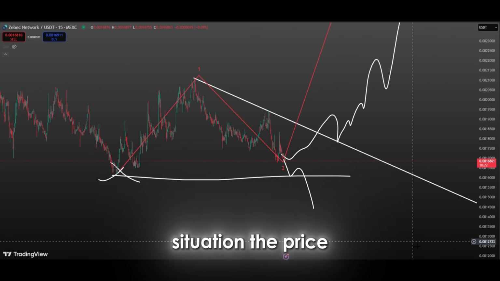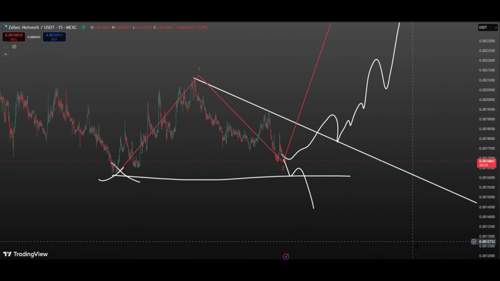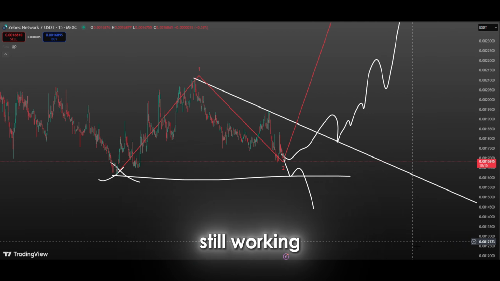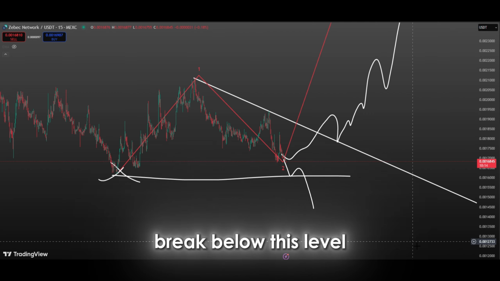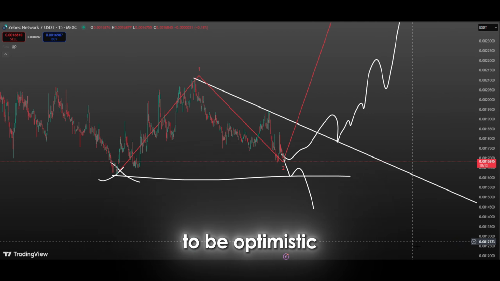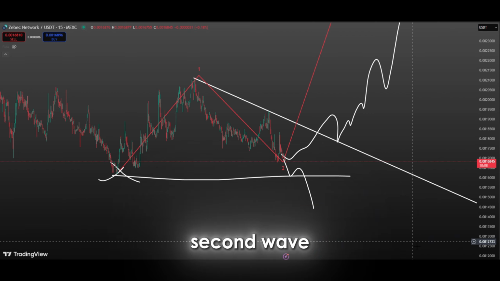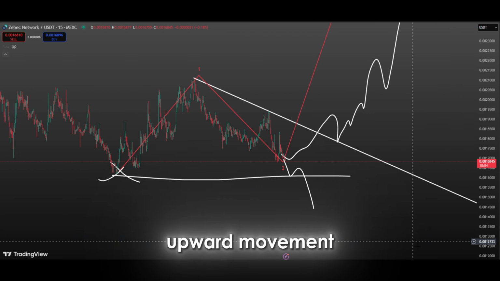In the current situation, the price still manages to stay above the initial level of the first wave, indicating that the structure remains valid and the Elliott wave scenario is still working. As long as there is no break below this level, we can continue to be optimistic about the direction of the price action. Especially if the market transitions to the third wave after a healthy second wave, this is usually a harbinger of a much stronger and more voluminous upward movement.